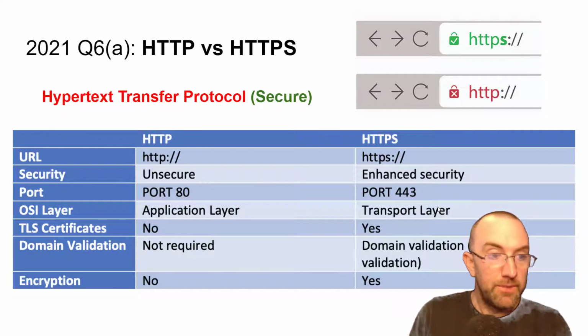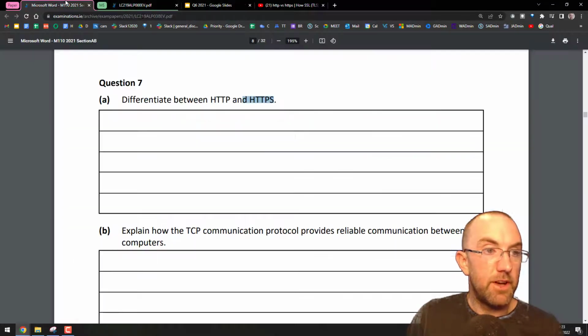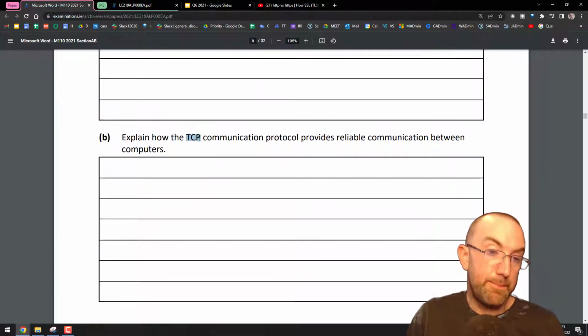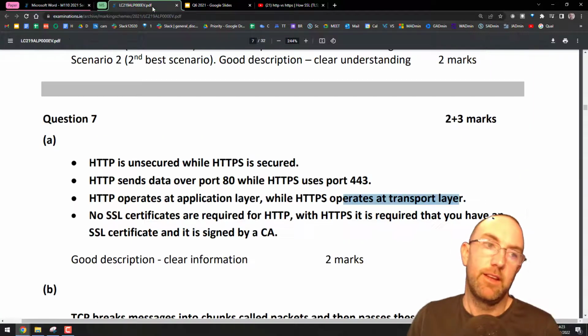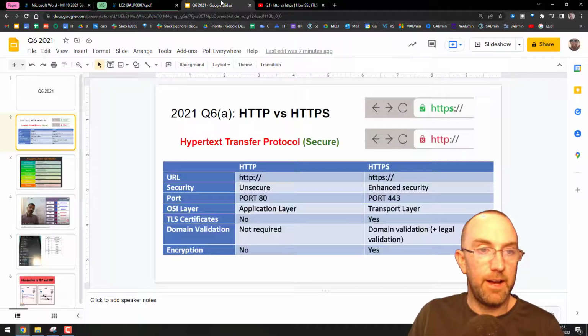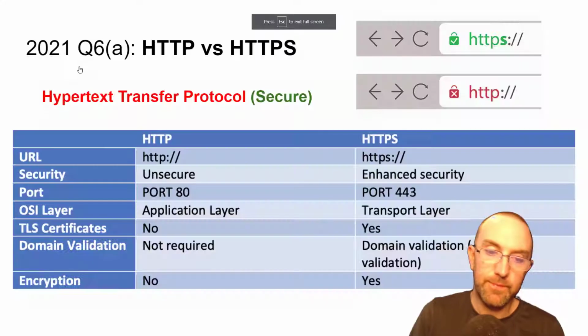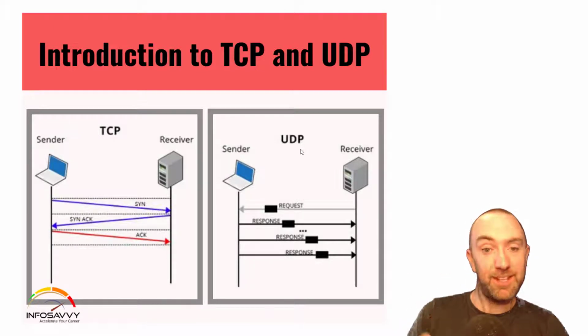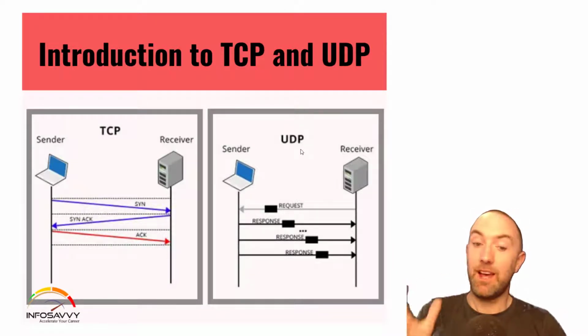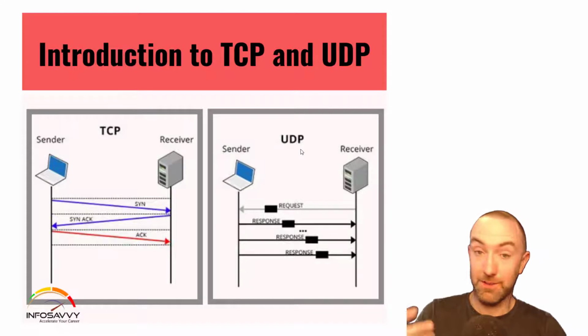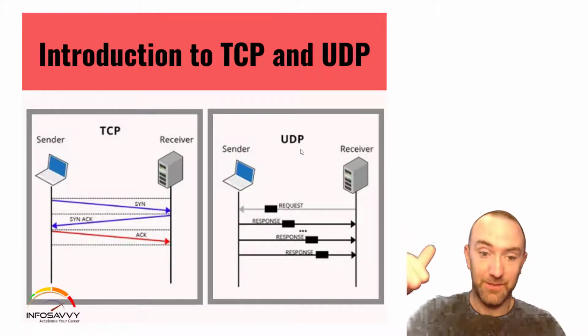Let's look at part B. Part B was talking about what is TCP. TCP. It sounds fun to say. Both TCP and UDP are two different protocols in which computers can talk to each other.